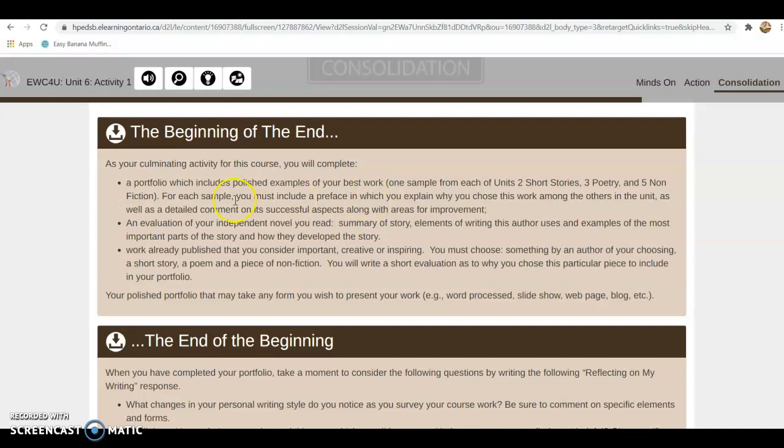Okay. The second thing is that at the beginning of this course, I asked you to choose a novel. So I have your email stating what it was, the novel that you chose. You are going to summarize it, identify many of the elements of writing that the author uses within it, and give examples, passages, quotes from the novel that are the most important part, and exemplify the writer's writing style.